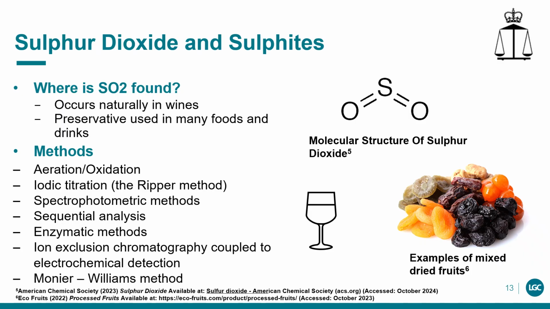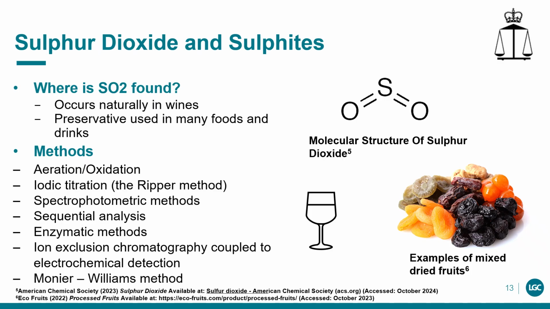For example, iodic titration. However, this may give falsely high results due to interference from other components in the wine, such as ascorbic and erythorbic acid, or the colour compounds in red wine. Alternatively, spectrophotometric methods, enzymatic approaches, and an approach based on ion exclusion chromatography have all been employed.